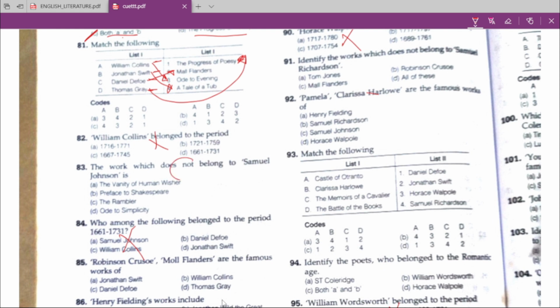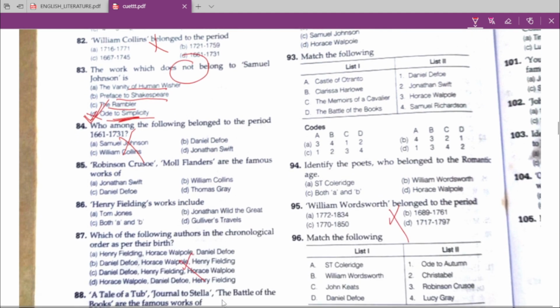The work which does not belong to Samuel Johnson: The Vanity of Human Wishes was written by Samuel Johnson. Preface to Shakespeare was also written by Samuel Johnson. The Rambler is also related to Samuel Johnson, whereas Ode to Simplicity does not belong to him. Ode to Simplicity was written by William Collins. William Collins has written Ode to Evening and Ode to Simplicity. Next question. Robinson Crusoe, Moll Flanders are the famous works of Daniel Defoe.